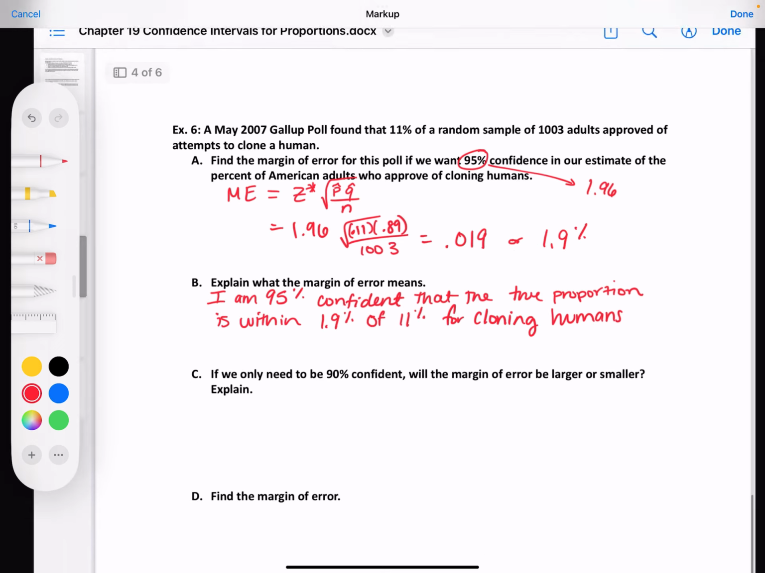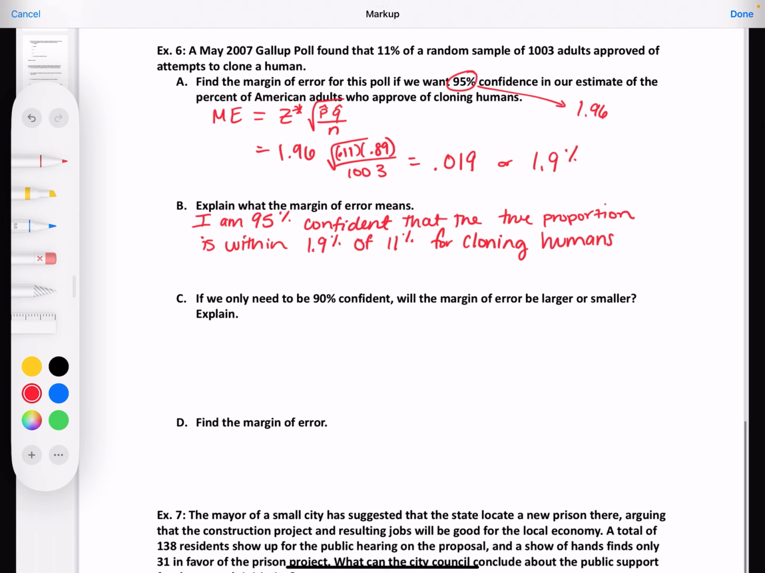So C and D, the questions are kind of backwards. Because C says, if we only need to be 90% confident, will the margin of error be larger or smaller? And then D says to find it, meaning for the 90%. So I'm going to find it first, and then we'll answer part C. So the margin of error for 90% confidence, and the z star for 90% confidence is 1.645, is equal to 1.645 times the square root of, and then the stuff inside stays the same, 0.11 times 0.89 divided by 1003. And so then I want to know what that comes out to be.